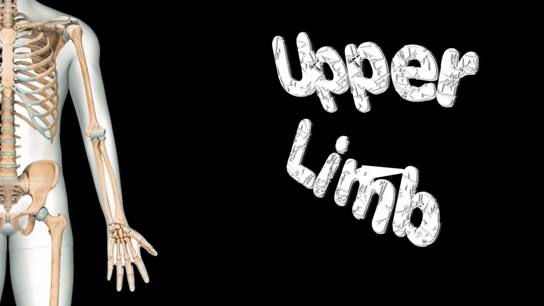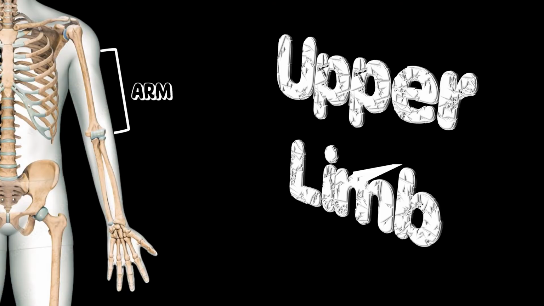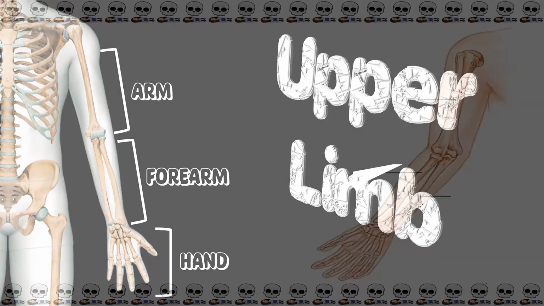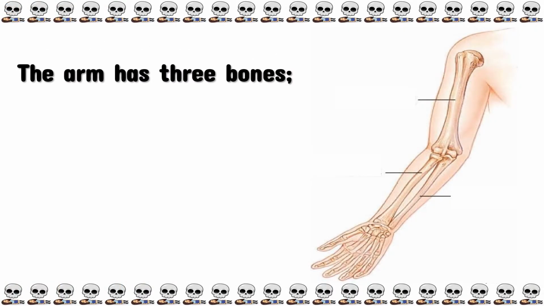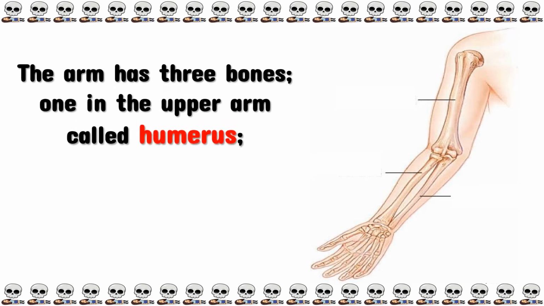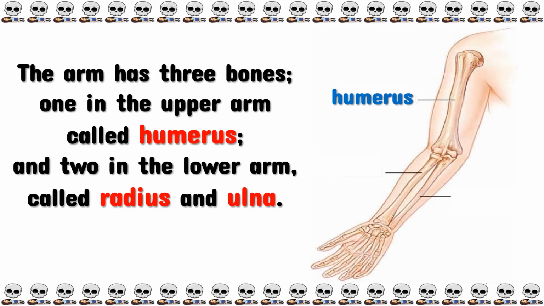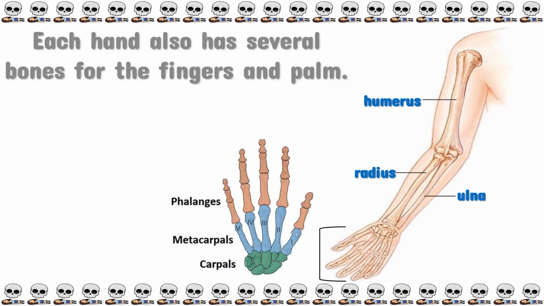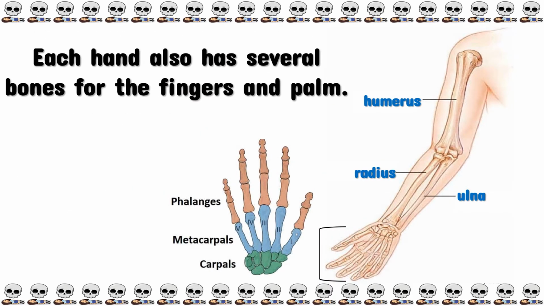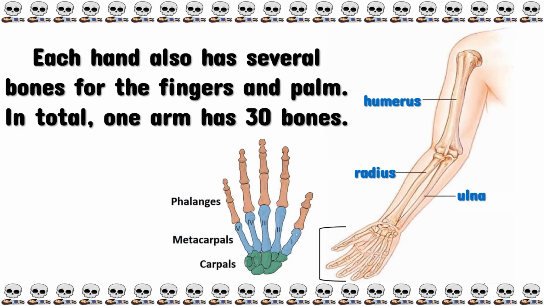Let's now proceed to the upper limb. It comprises the arm, forearm, and hand. The arm has 3 bones. One in the upper arm called humerus, and 2 in the lower arm or forearm called radius and ulna. Each hand also has several bones for the fingers and palm. In total, one arm has 30 bones.